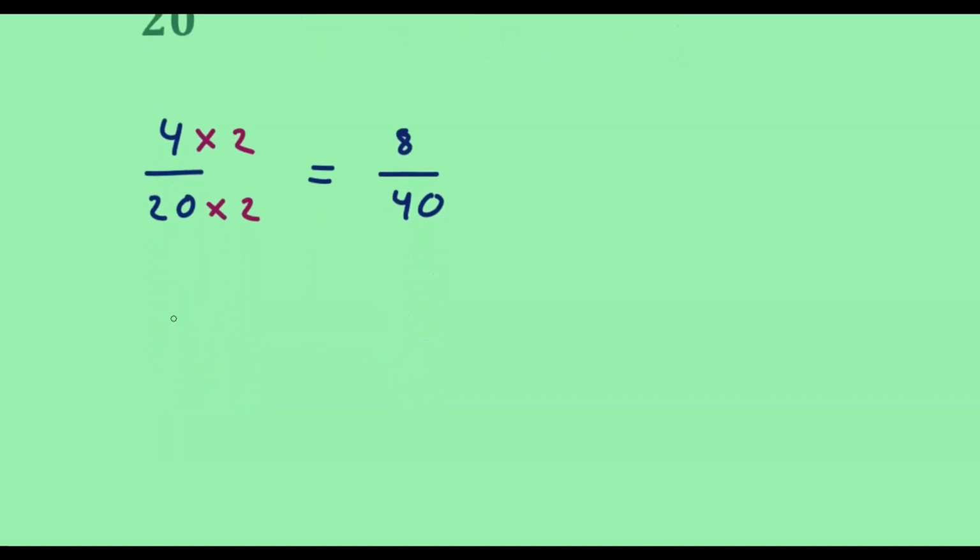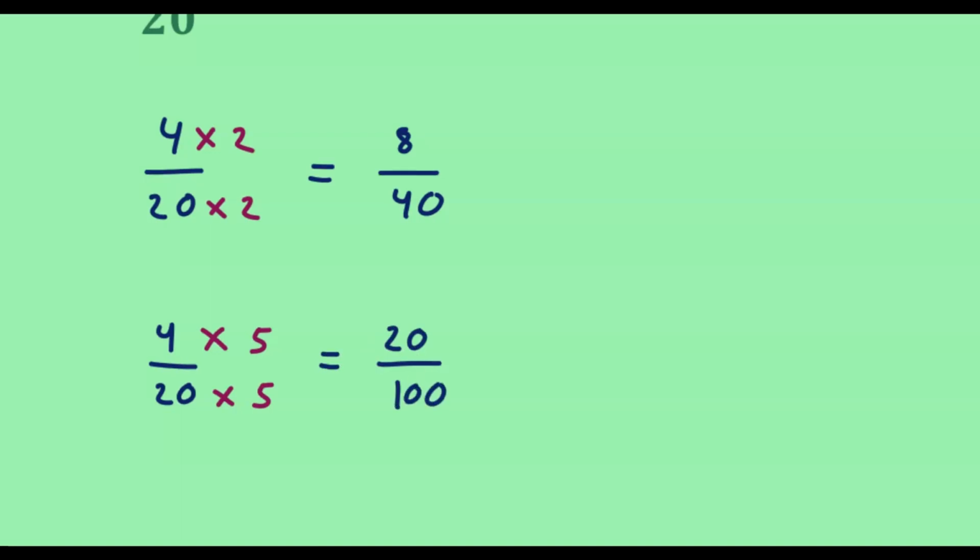Now, next, we have 4 over 20. This time, let us multiply the numerator and denominator by the number 5. Now, if we do that, what do we get? We have 4 times 5, that's 20, and 20 times 5, that's 100.